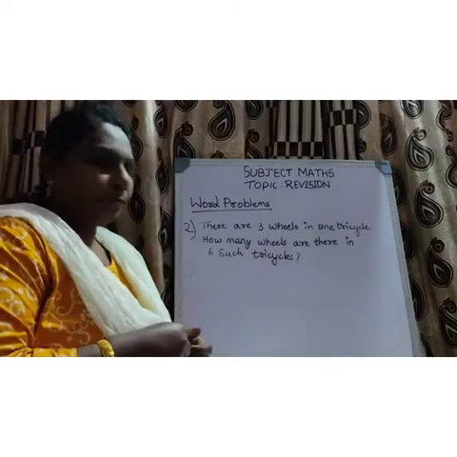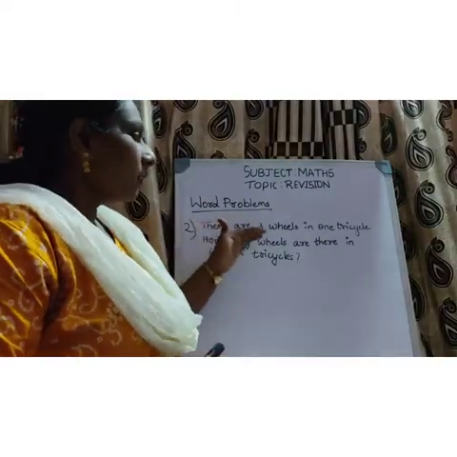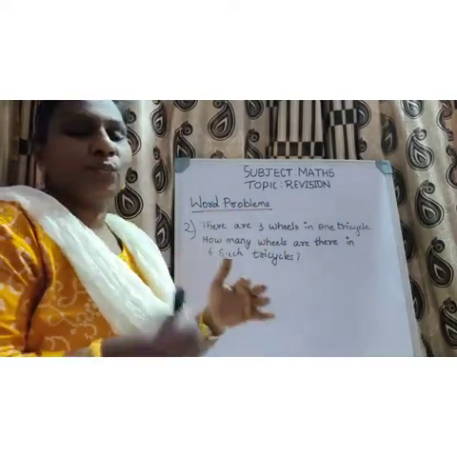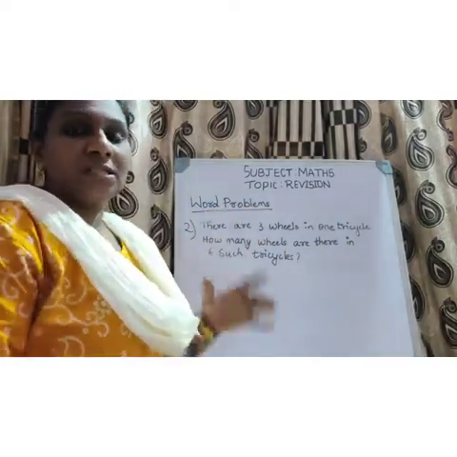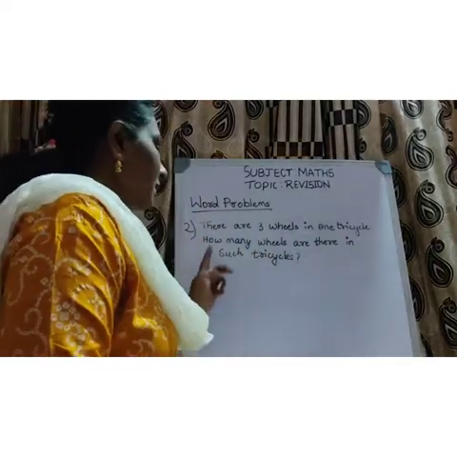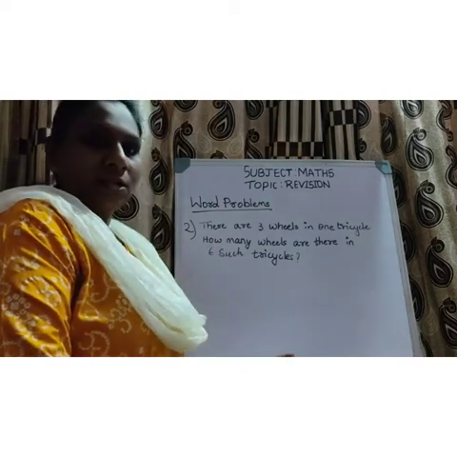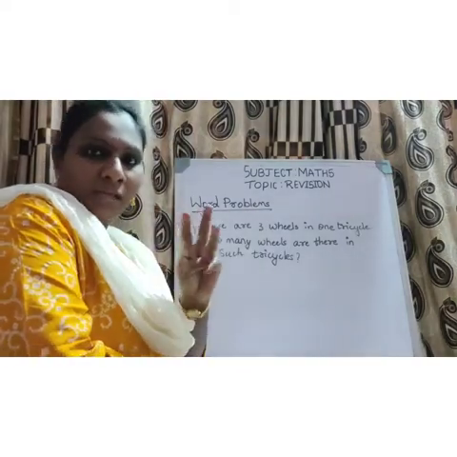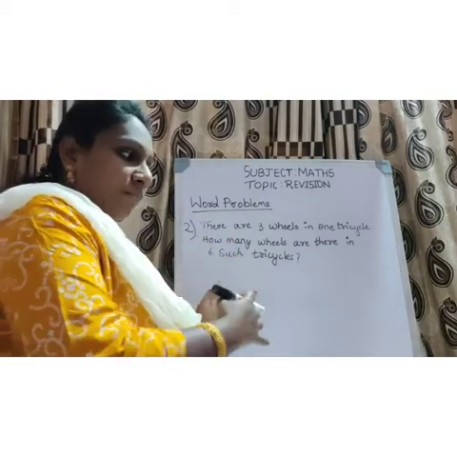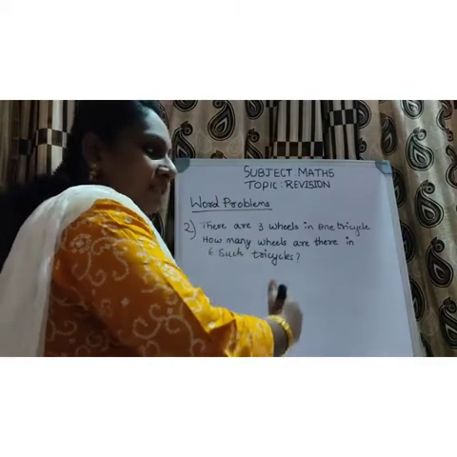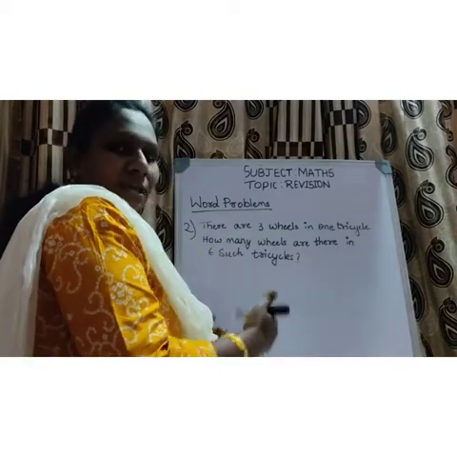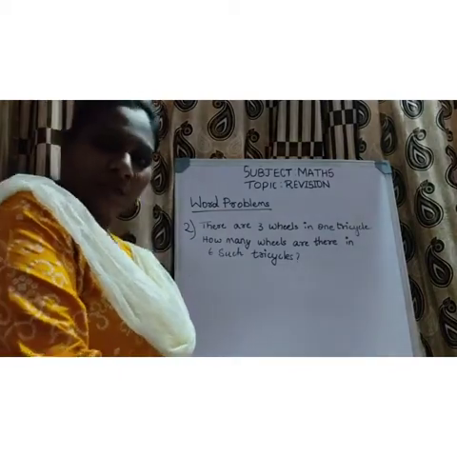The next problem: there are 3 wheels in one tricycle. How many wheels are there in 6 such tricycles? So in one tricycle there are 3 wheels. The same way, how many tricycles are there? There are 6 tricycles. Totally how many wheels are there? We have to find out.